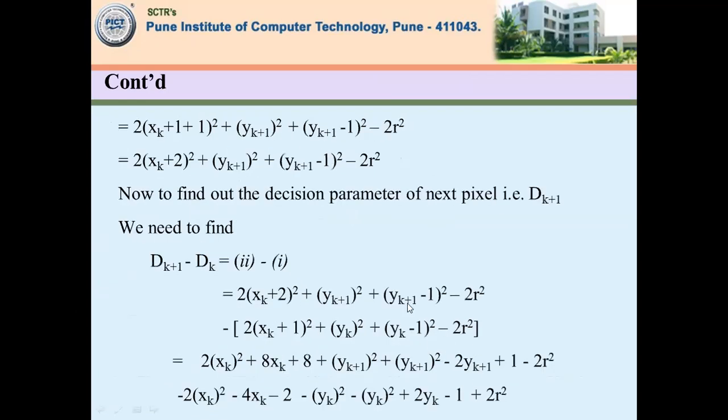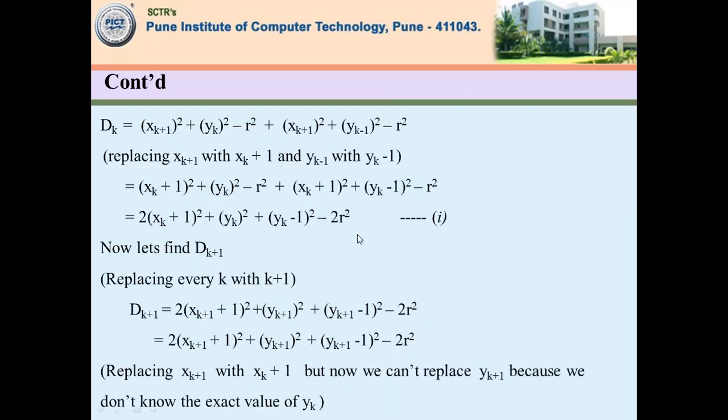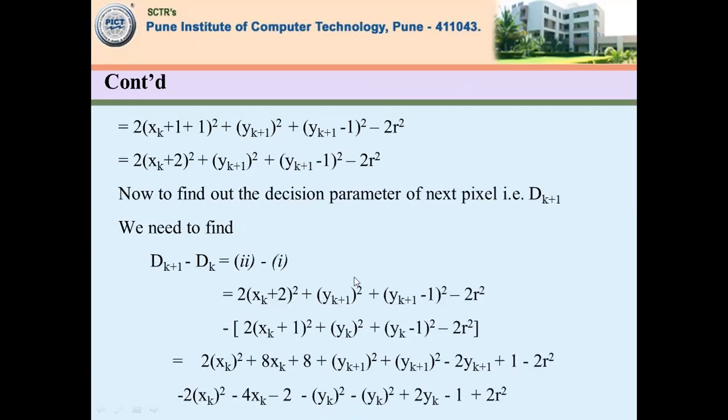This is the second equation. I think I forgot to give the number, but this is the second equation where I am pointing over here. And see, I wrote it: 2xk plus 2 square, y(k+1) square, y(k+1) minus 1 square, minus 2r square. And this is equation 1. What about dk? This is equation 1. So just go on calculating.